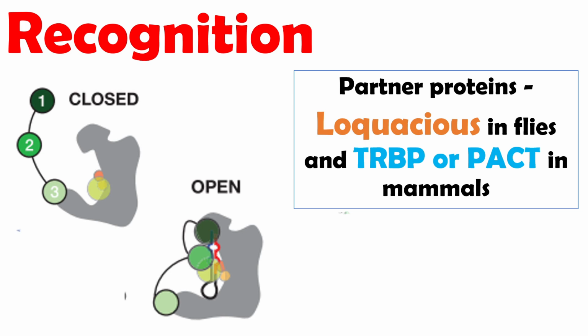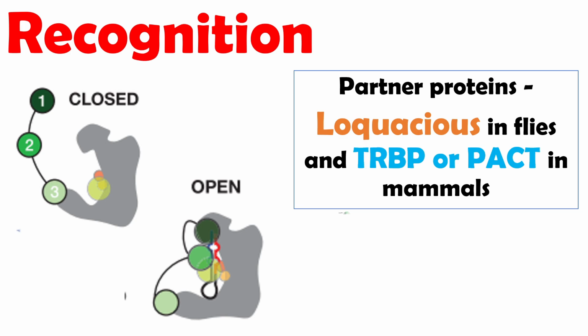Before starting the recognition, let us know the double-stranded RNA binding domain containing partner proteins, namely Loquacious in Drosophila melanogaster, and in mammals TRBP or PACT. Initially, the complex of Dicer 1 and Loqs-PB remain in a closed conformation, but tend to open when they interact with their authentic precursor microRNA.